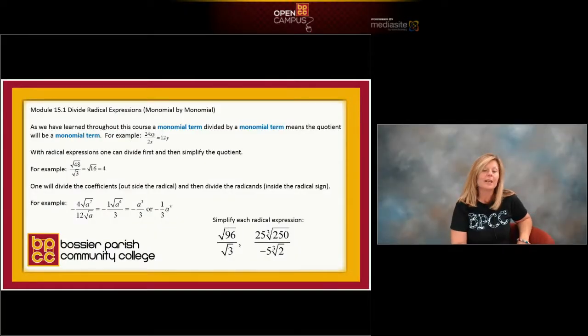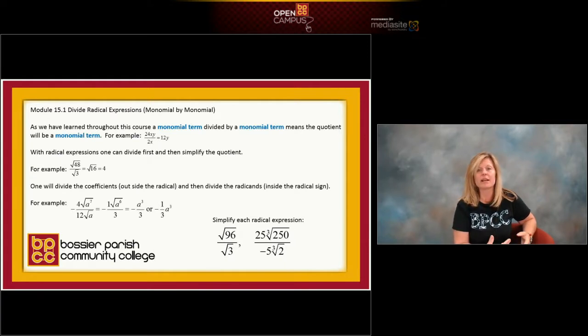Welcome back, everybody. Now that we've gone through the operations of addition, subtraction, and multiplication of radical expressions, it only makes sense that we would start discussing division in this module 15. Today we're going to talk about the basic rule of division.